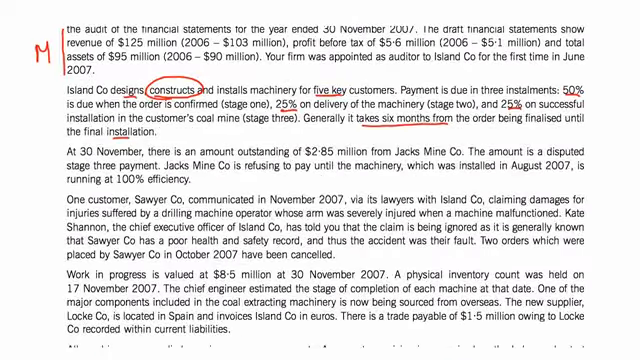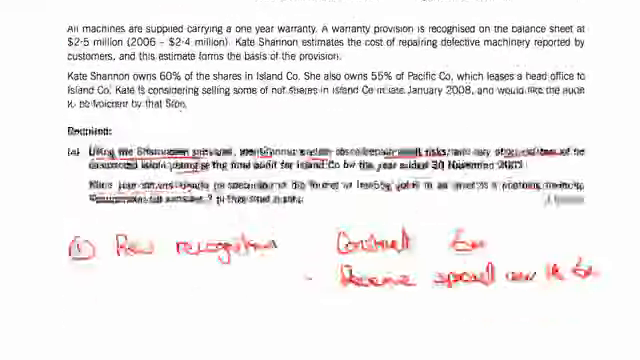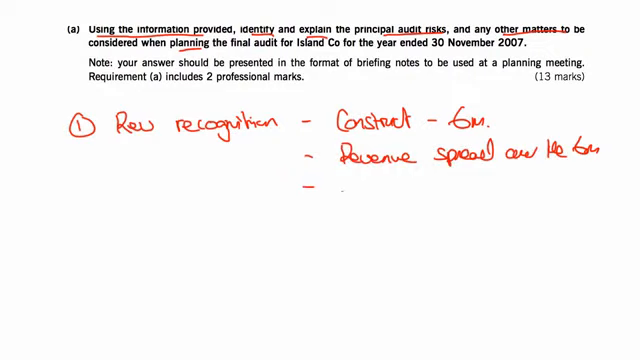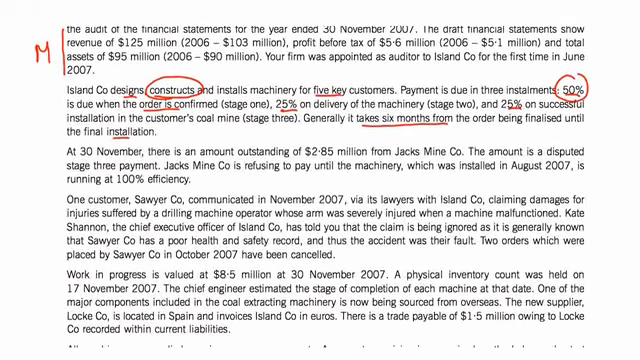Now, what we would be worried about is that, look, as soon as the order is confirmed, 50% is going in. So we hope there's no immediate revenue recognition, because if so, then they will have overstated revenue. Something along those lines, 2 lines per point minimum. We've come up quite a lot there, so we might get more marks for that.